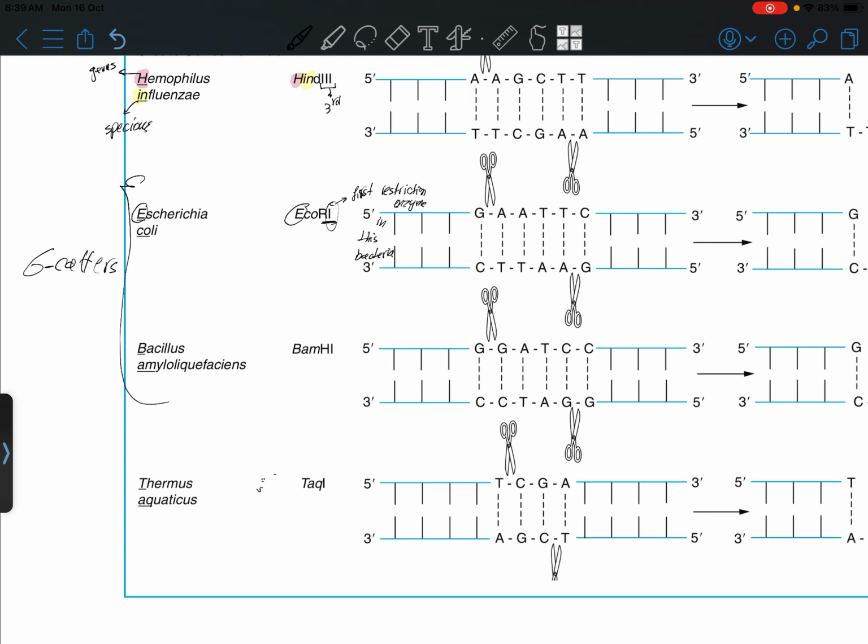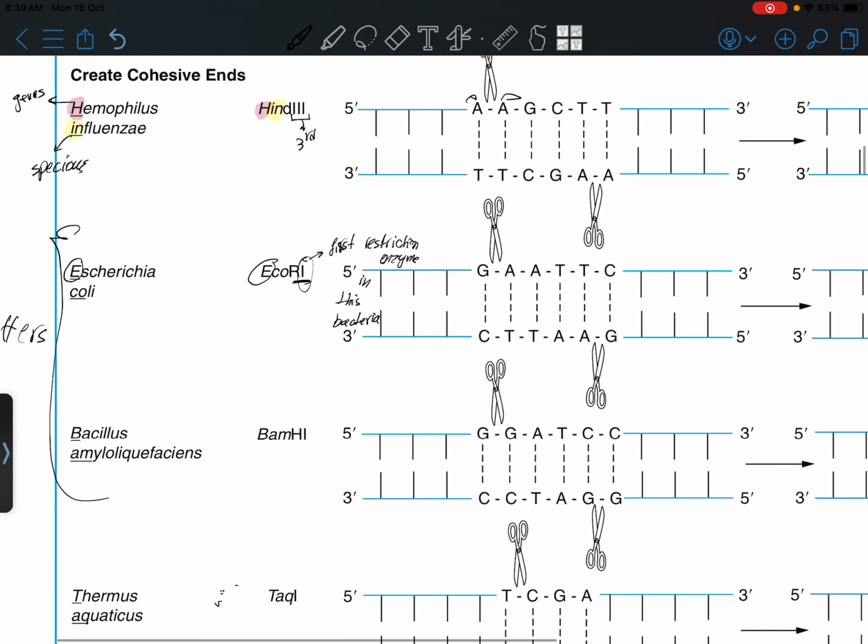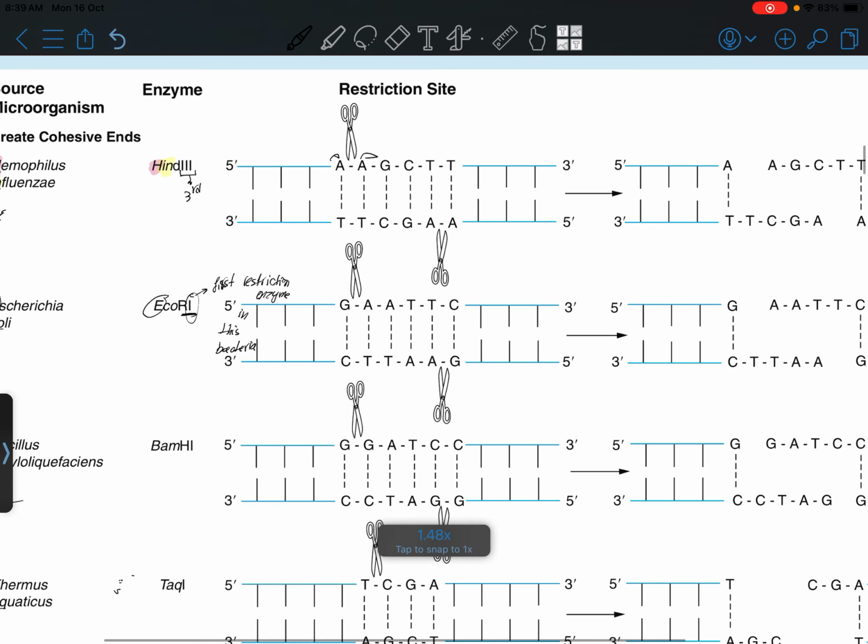This enzyme cuts between the first A and the second A, here on this strand. On the other strand also, between the first and the second A here, generating what? Sticky ends, or cohesive ends. Same thing for EcoRI, same thing for BamHI, and even HindIII, Taq I.